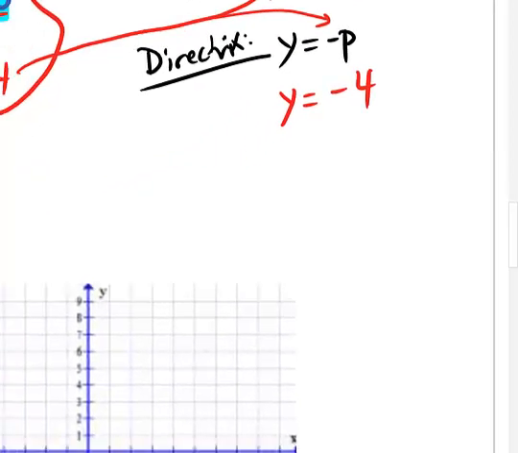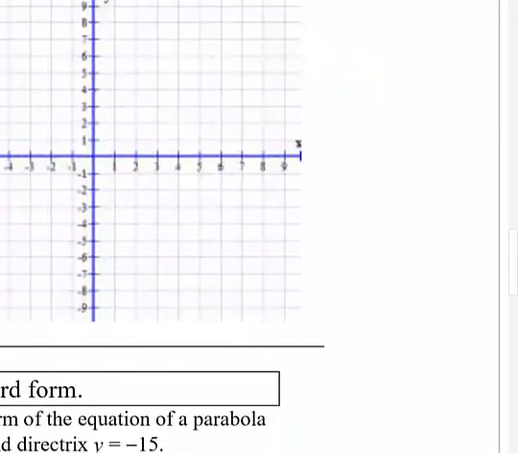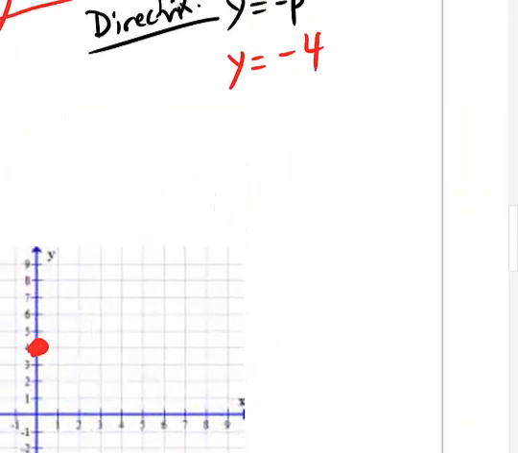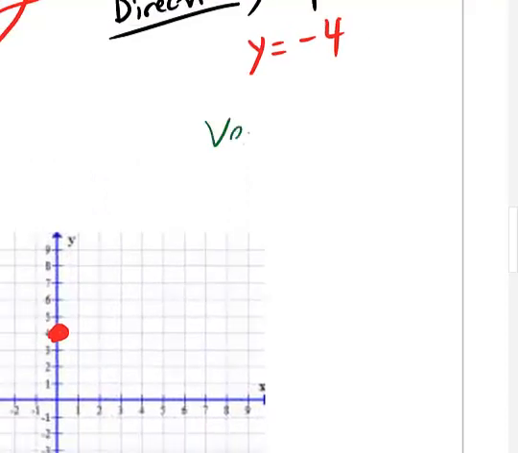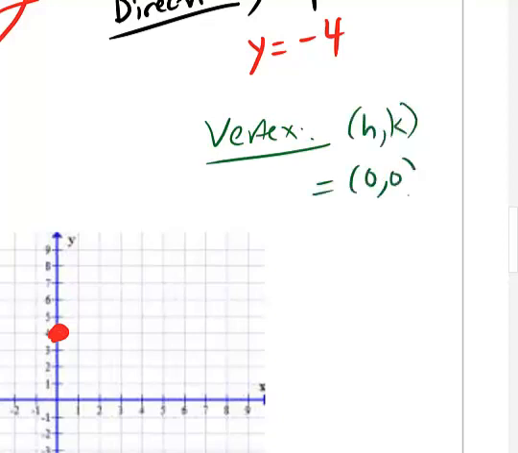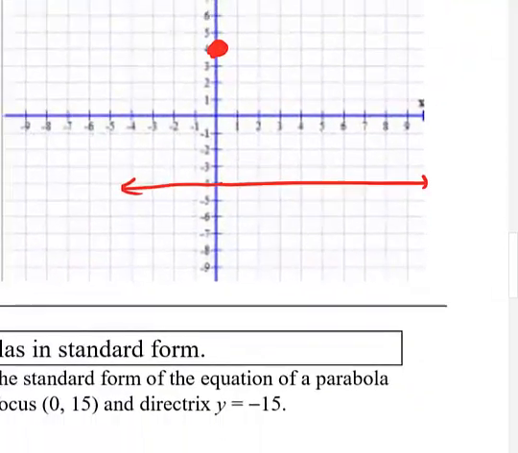Let me plot those. 0, 4, okay. And then the horizontal line at y equals -4 should be like that. Now, as far as the vertex goes, very similar to the last 3 examples. The vertex is going to be 0, 0 because there are no numbers inside parentheses with x or y. So this parabola will start out at the origin.